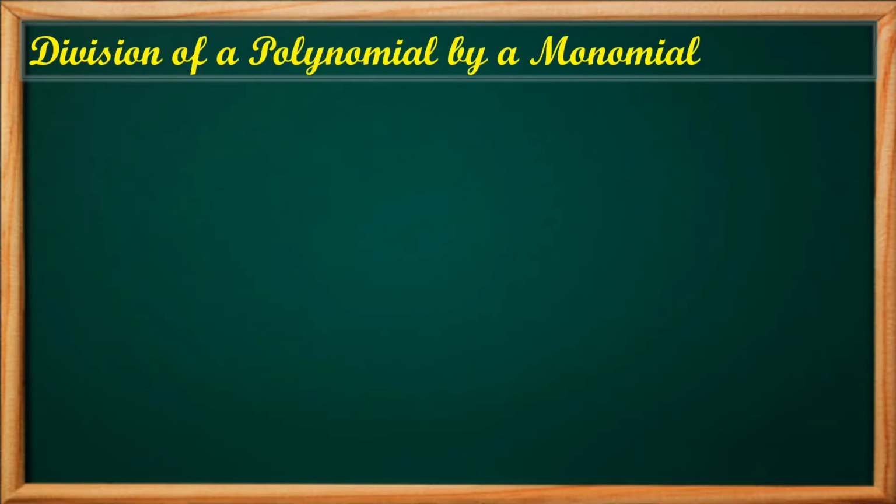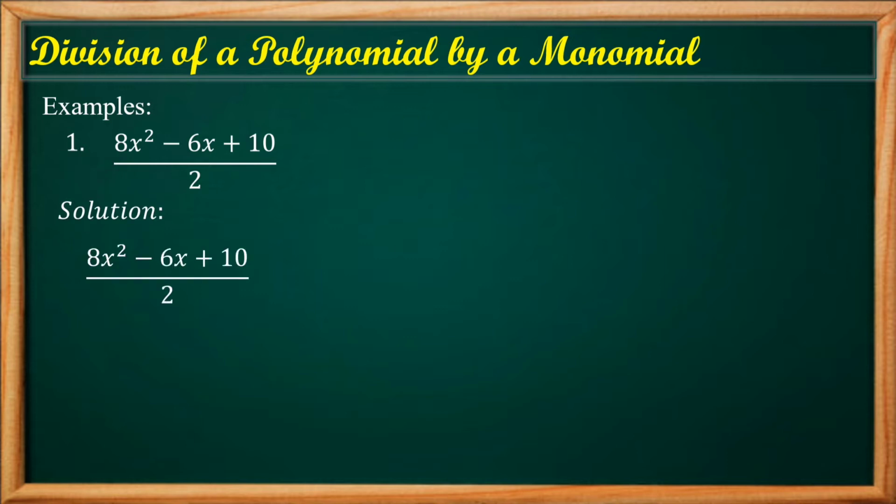Now, the first one is division of a polynomial by a monomial. Siyempre, isa-isa lang muna tayo. Example, 8x squared minus 6x plus 10 all over 2. Okay, ang mangyayari, isa-isahin natin yan. 8x squared over 2, then negative 6x over 2, then plus 10 over 2.